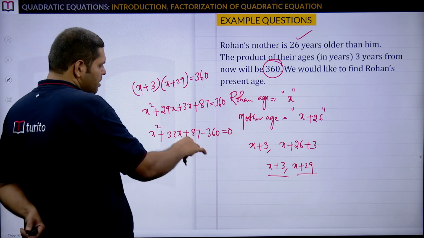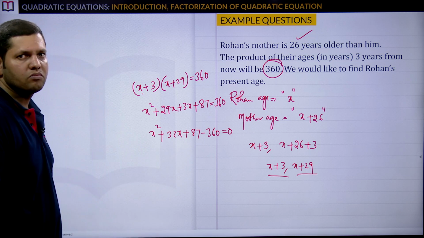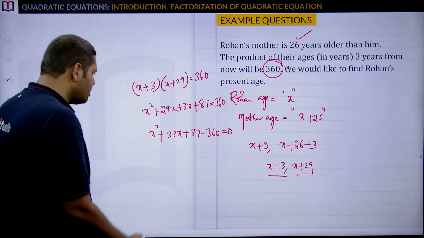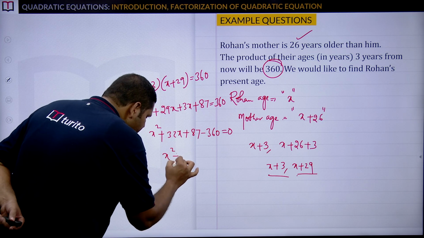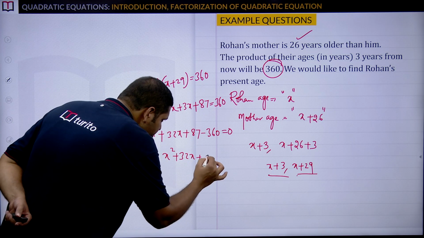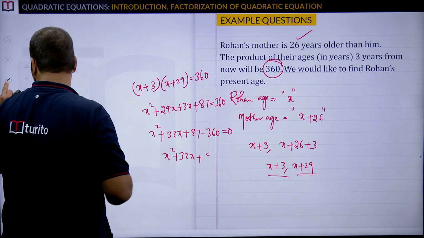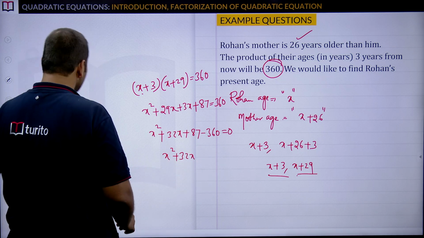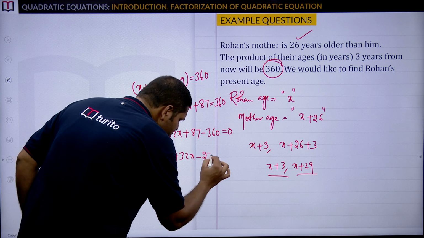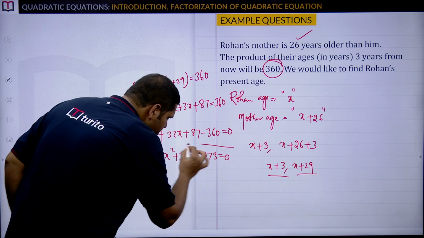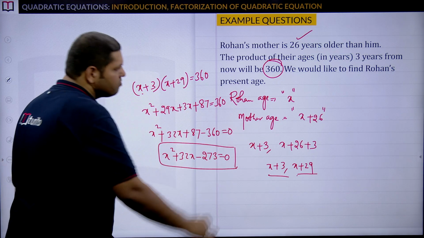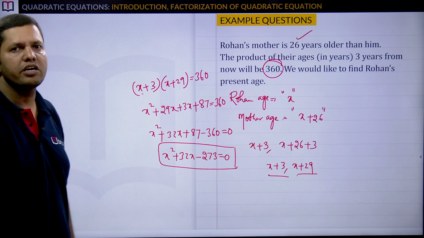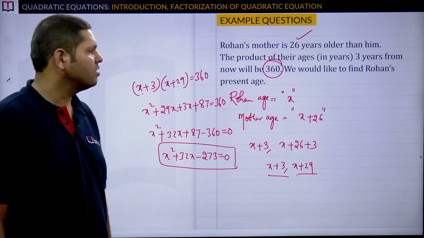Children, 360 minus 87 is 273. So x square plus 32x, and this is minus 273 equal to 0. Is it clear, children? So that is our required quadratic equation.